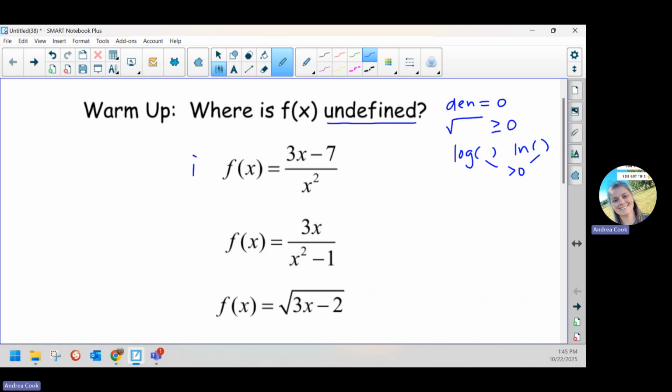So our first example, what would make this value undefined is if x is equal to 0, because you just set the denominator equal to 0. Example 2, what would make that equal to 0? Well, you set the denominator equal to 0. So that would be x squared equals 1. So it would be x equals plus or minus 1.